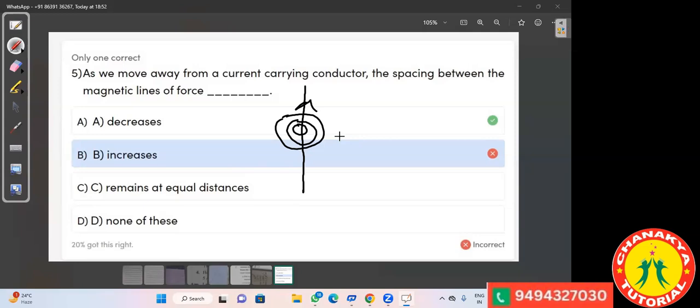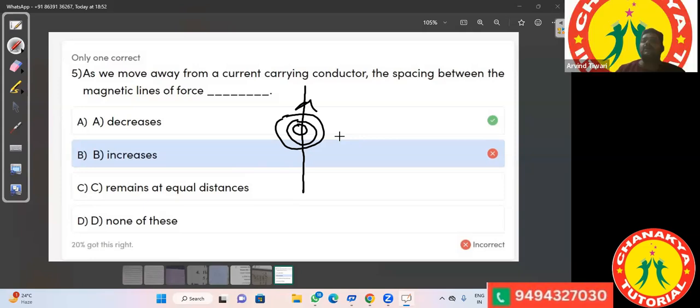Sir, the spacing between the magnetic lines of force that is given, that is increasing, right? So isn't that the question? It says what will it do, increase or decrease? What will happen to the spacing between them?